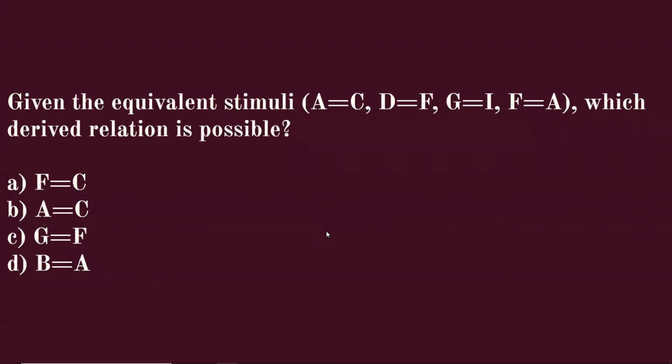Given the equivalent stimuli, so you're trained or you're told these are true. A is the same as C, D is the same as F, G is the same as I, and F equals A. Which derived relation is possible? A, B, C, or D there?